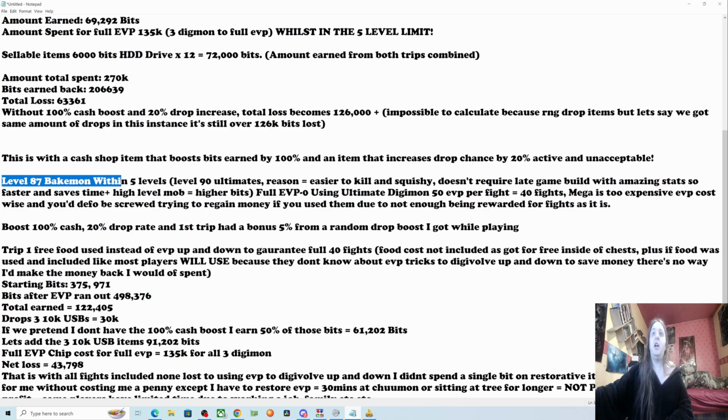Level 87 Bakemon within 5 levels. So this is the high end here. I'm going to higher level mobs here. Level 90 ultimates were used. Reason: I was fighting the Bakemon. Easier to kill and squishy.